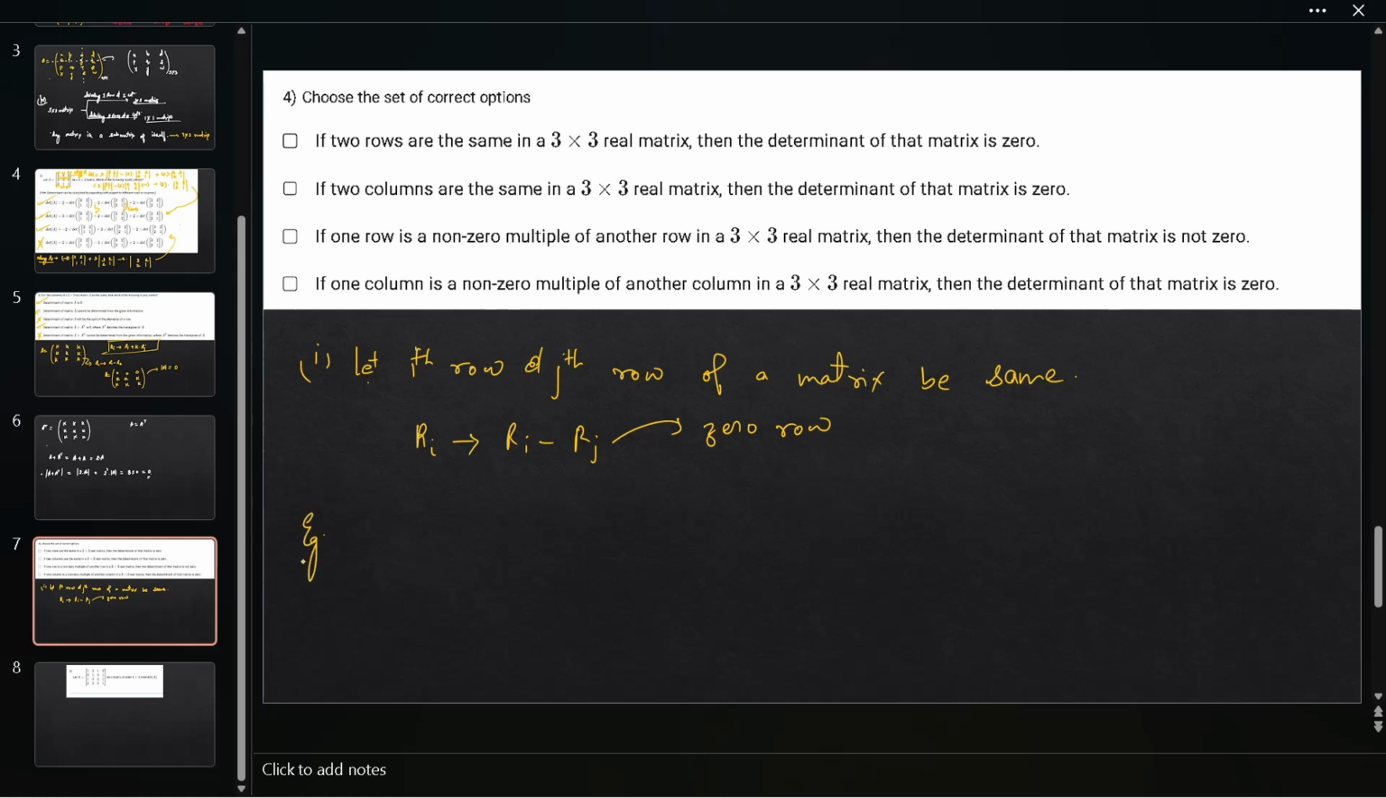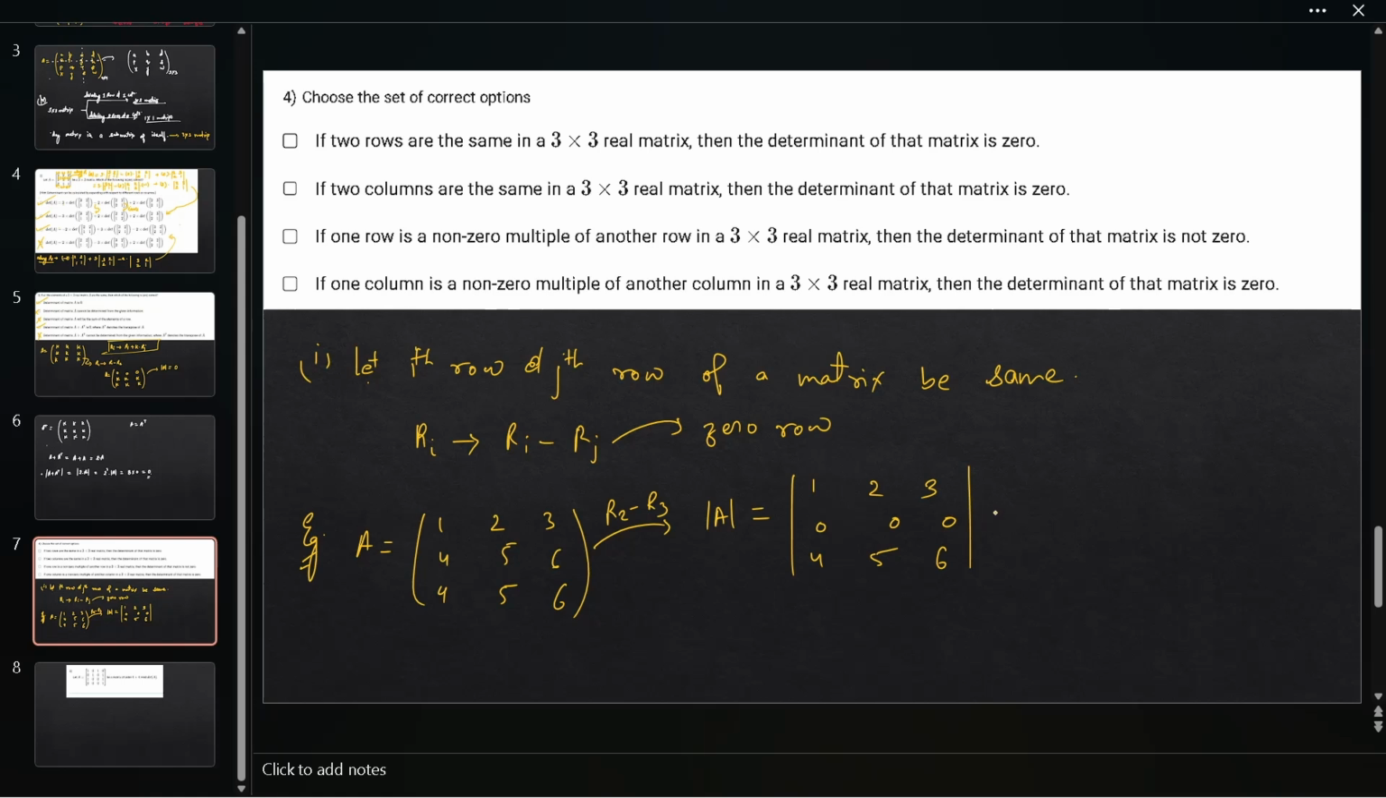I can show this with the help of an example as well. So if I have my A as 1, 2, 3, 4, 5, 6, and 4, 5, 6 again. Here, to find the determinant of A, if I do row 2 minus row 3, that will result in 1, 2, 3, 0, 0, 0, and then 4, 5, 6. And since there is a 0 row, the value of the determinant will become 0 as well.